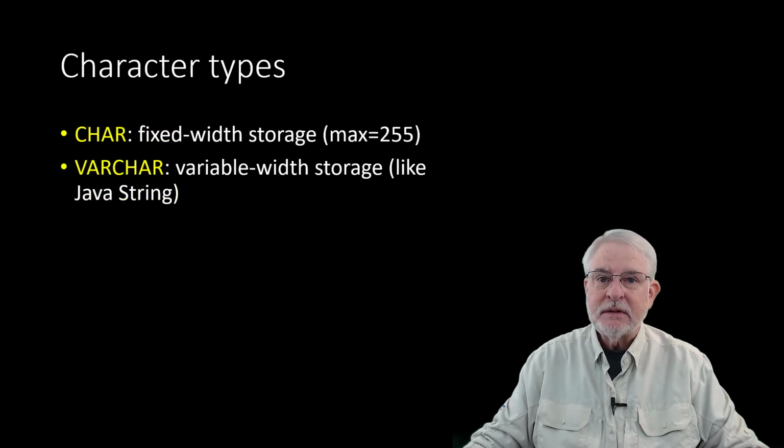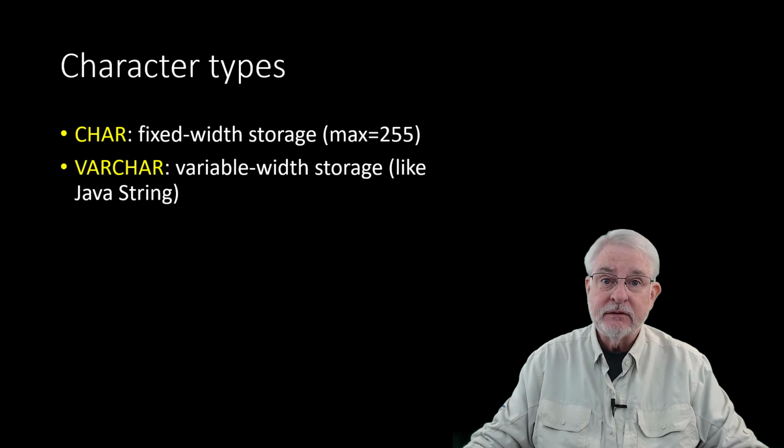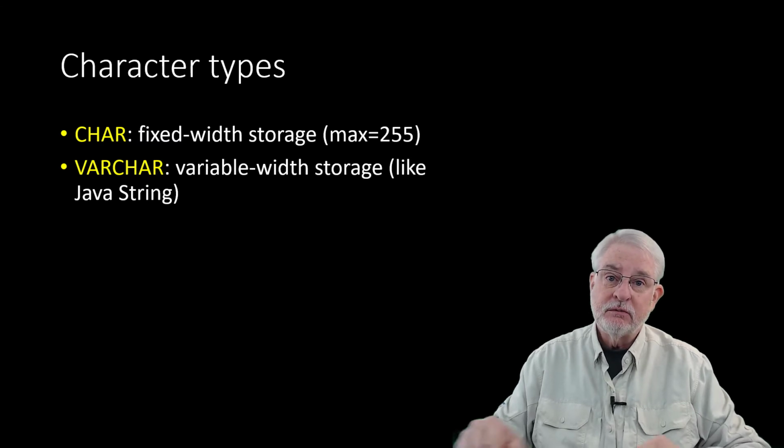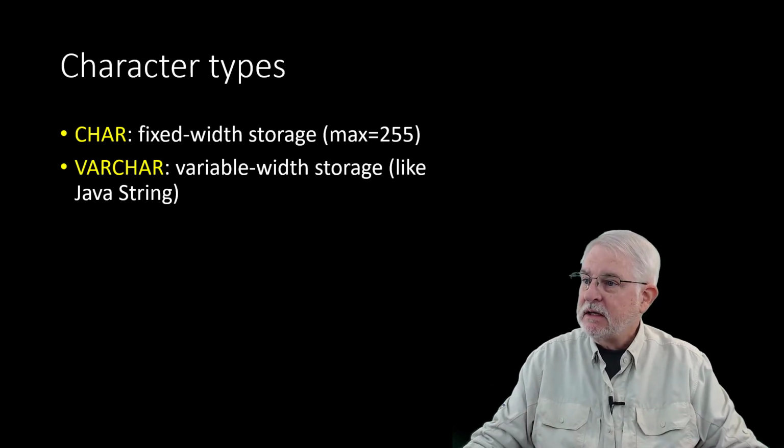All right, there's a couple of character types as well. There's actually more than what I've got here. You'll see in the next slide. A char is a fixed width storage with a maximum length of 255. Because it's fixed width, the value that comes back from the database is padded with spaces. A varchar is a variable width storage, like a string.